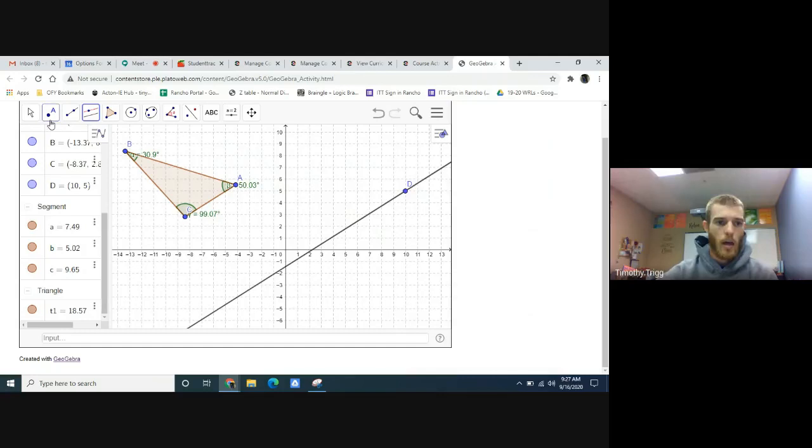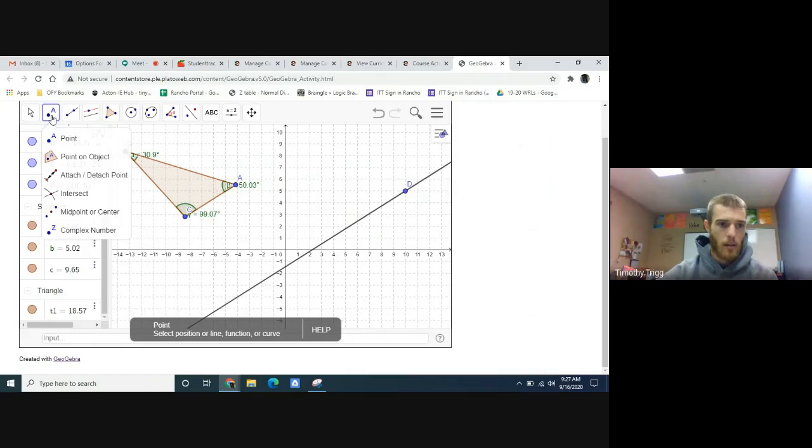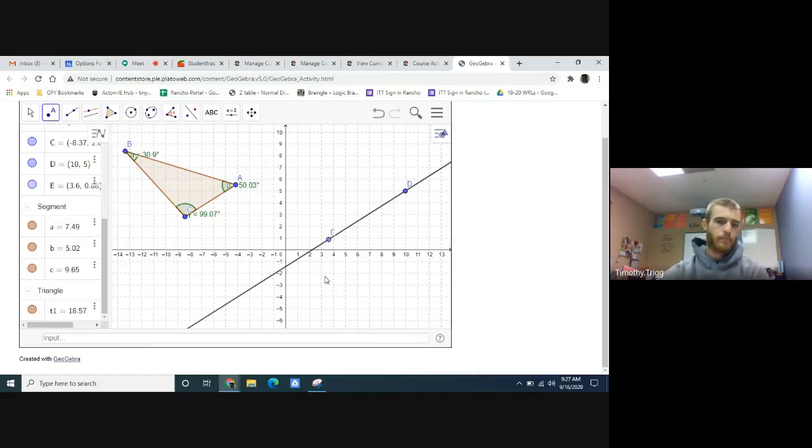Once we have that, I want you to go back to this point tool. Go ahead and click on that. Click on the point and click somewhere on this line. And this is going to be our point E. So now we have a segment DE that is parallel to segment AC. Cool.